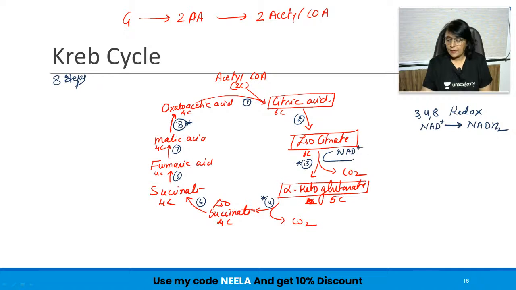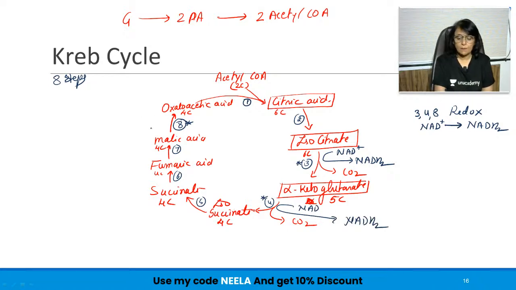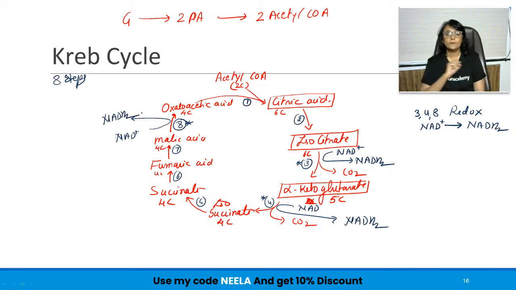NAD getting reduced into NADH2. Step number 3. At step number 4, NAD gets reduced into NADH2. Step number 8, NAD gets reduced into NADH2. There are 3 steps where redox is taking place, and those steps are 3, 4 and 8. You have to remember which substance is getting reduced.